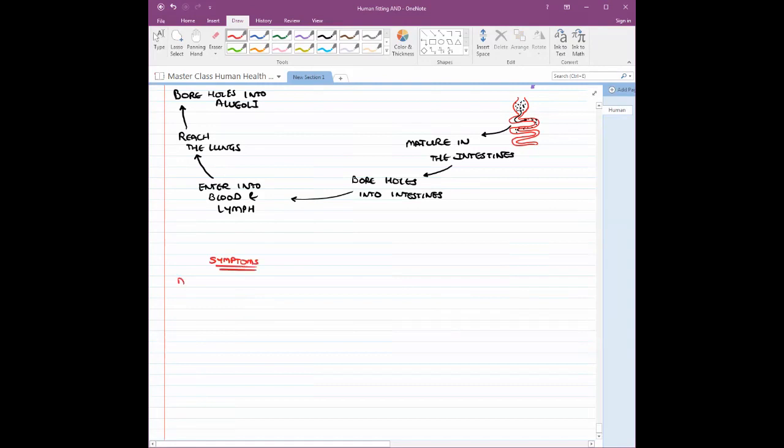The first thing that you're going to see, guys, is you are going to start observing the eggs in the stools. And this is going to start somewhere 60 to 70 days after your infection. 60 to 70 days after infection, you start seeing small eggs.